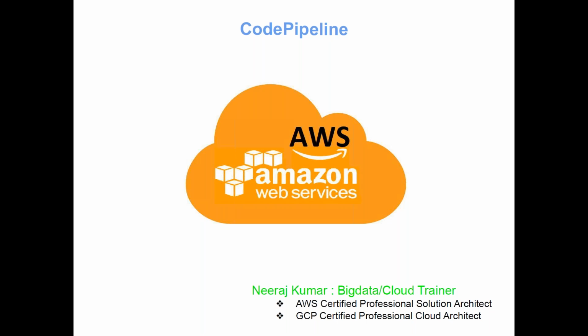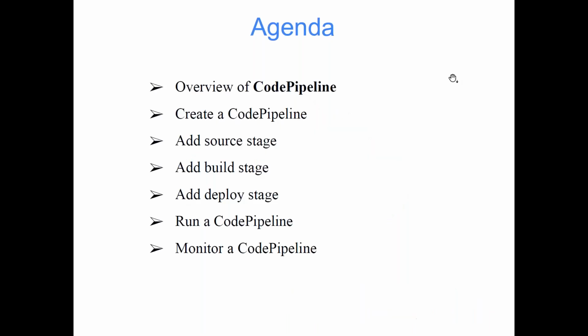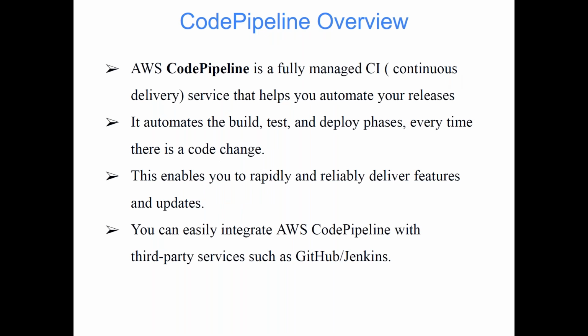So we'll explore this service theoretically as well as practically so that you can get more idea on that. So let's start with the agenda. The agenda for today's class is overview of CodePipeline, create a CodePipeline, add source stage, add a build stage, add deploy stage, run a CodePipeline, and monitor a CodePipeline. So let's talk about the overview.